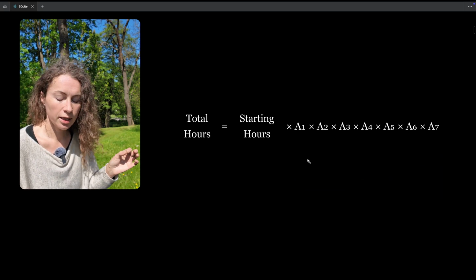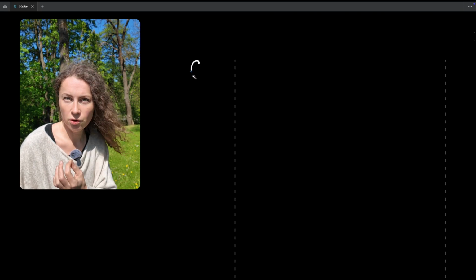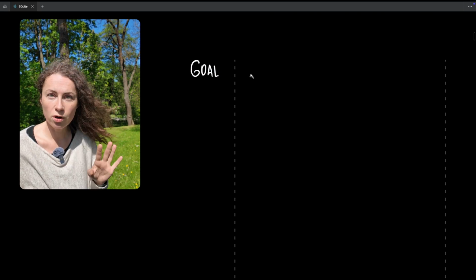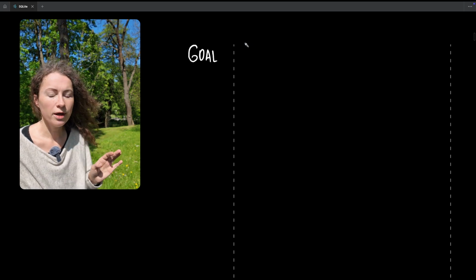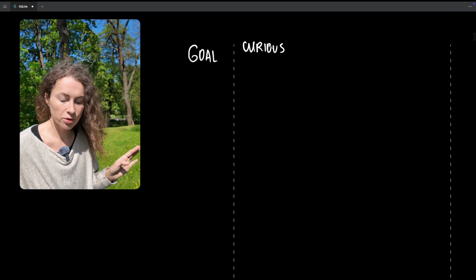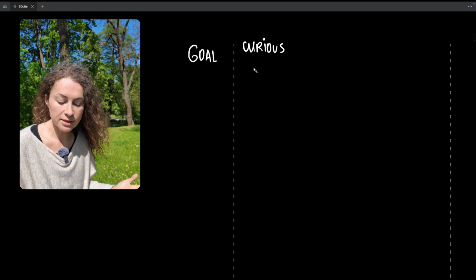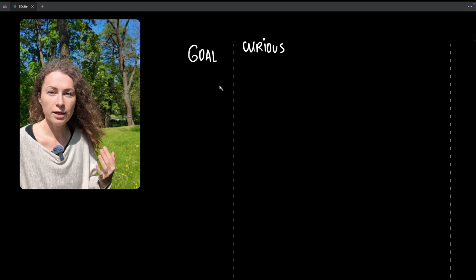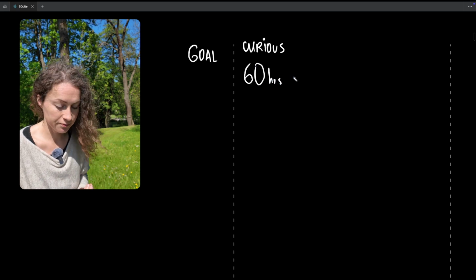So first, let's find out your starting hours. And that depends on your goal, like I mentioned. So, 4 types of goals. Number 1, you are a data curious user, so you want the basic ability to pull some data, maybe slice it or apply some filters. And let's put your starting hours at 60 hours.